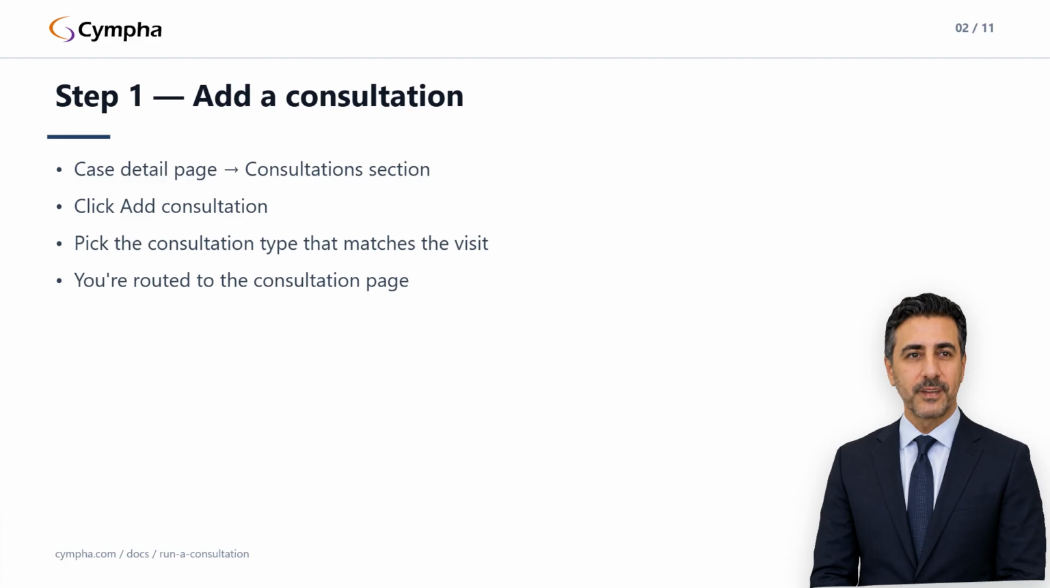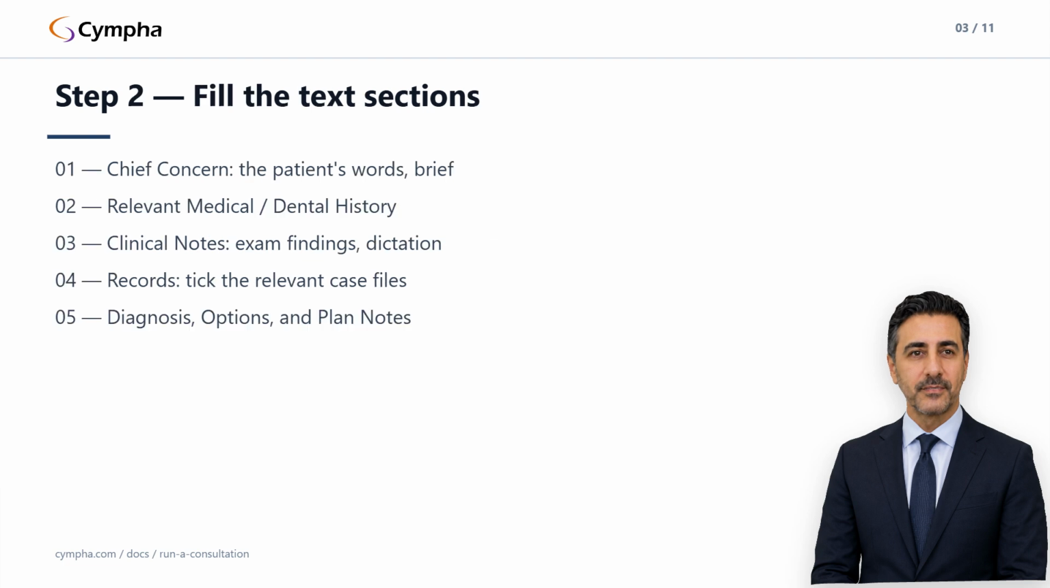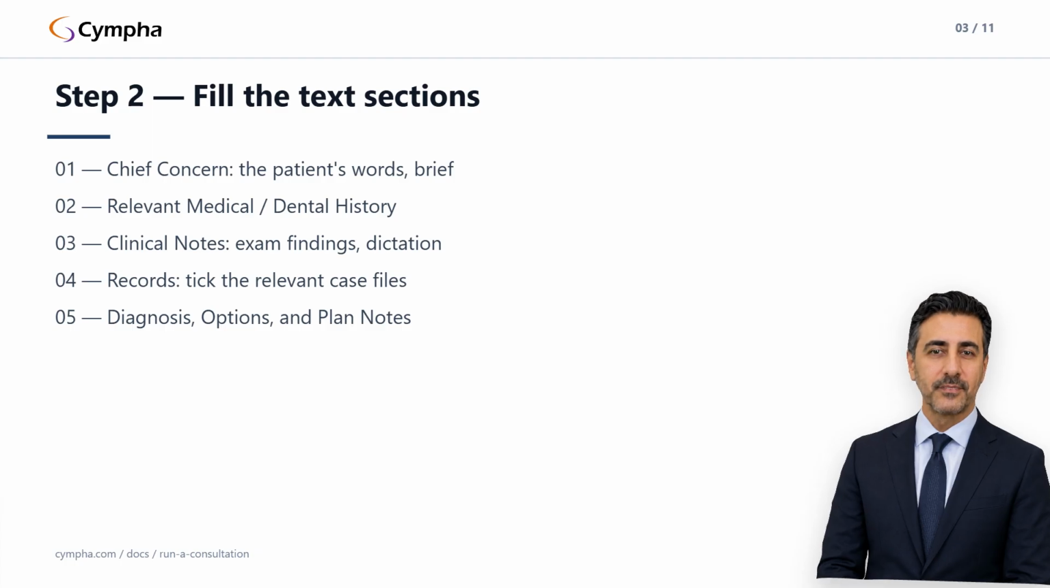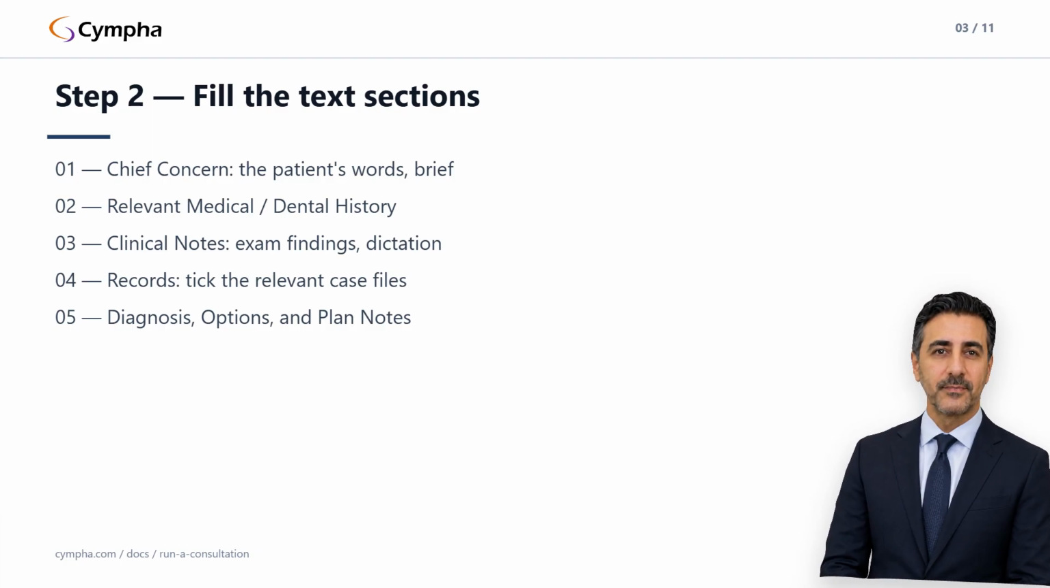Step 2 is the substance of the visit, and the page walks you through it in order. First, chief concern, the patient's own words, kept brief. Second, relevant medical and dental history, anything that matters for this case, not the whole biography. Third, clinical notes, your examination findings, radiographic observations, or a dictated exam. If your assistant scribes while you speak, this is where they type.